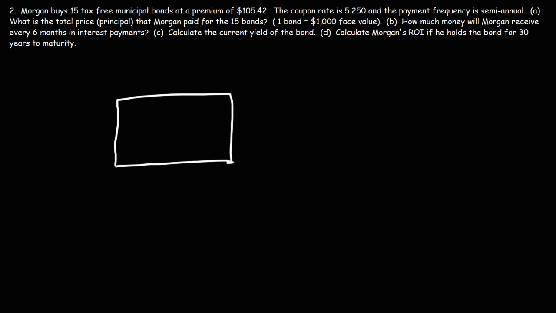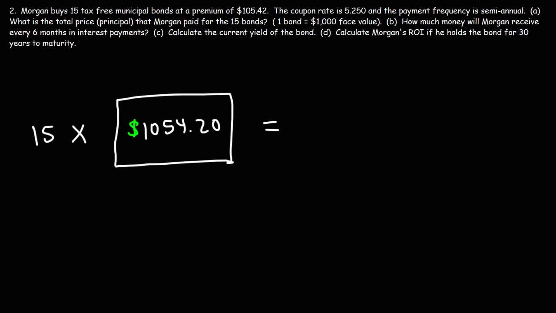So the price of one bond in actuality will be $1,054.20. Now Morgan is going to buy 15 of these, and these are tax-free municipal bonds, which means that the interest payments that he receives from these bonds are not included in his taxable income. He doesn't pay any taxes on those interest payments, which is nice.